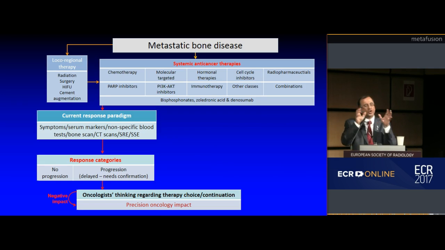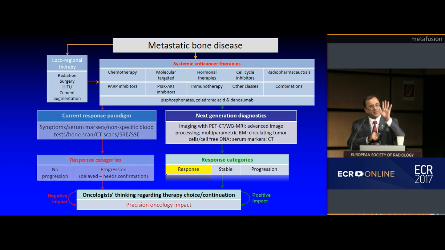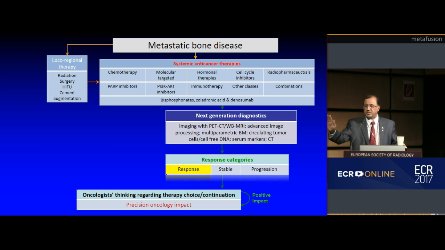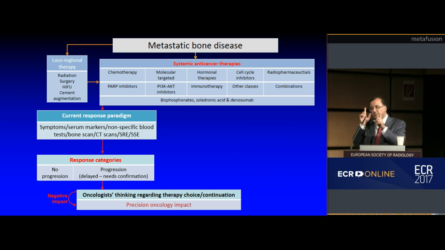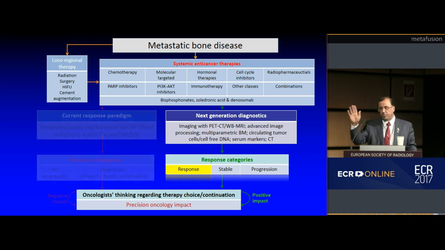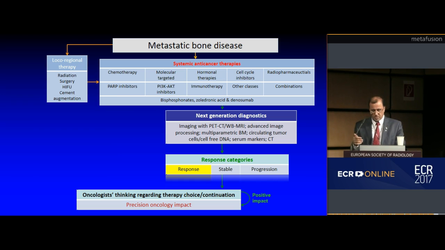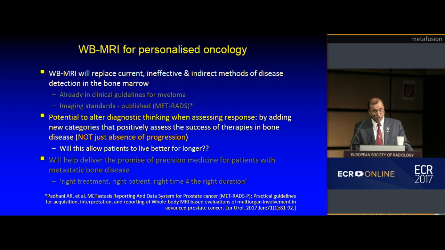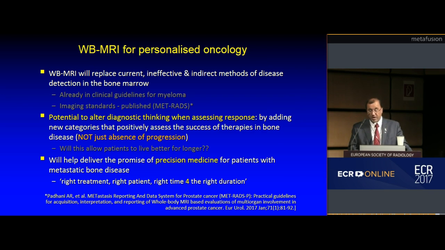Because not only can you say progression, non-progression, you can take the next step. You can say this patient is responding, this patient is stable, and this is progressing. So for bone disease, you convert your normal paradigm of stable, progression into three categories: response, stable, and progression. That promotes personalized oncology, which you know is the right treatment for the right patient at the right time. The question is, will patients live longer? And we think the patients probably will.